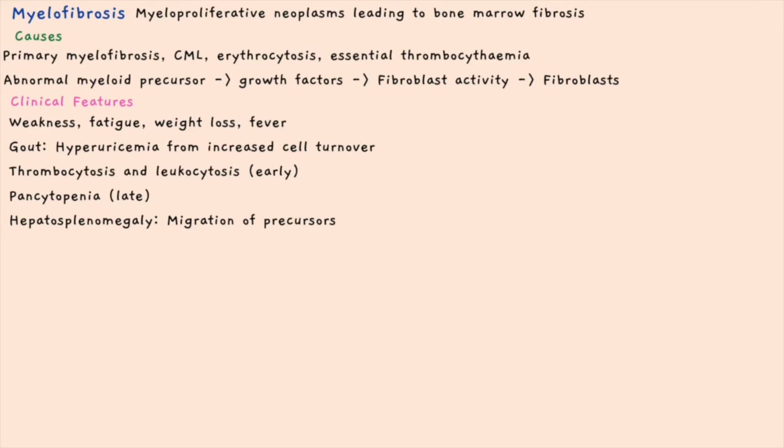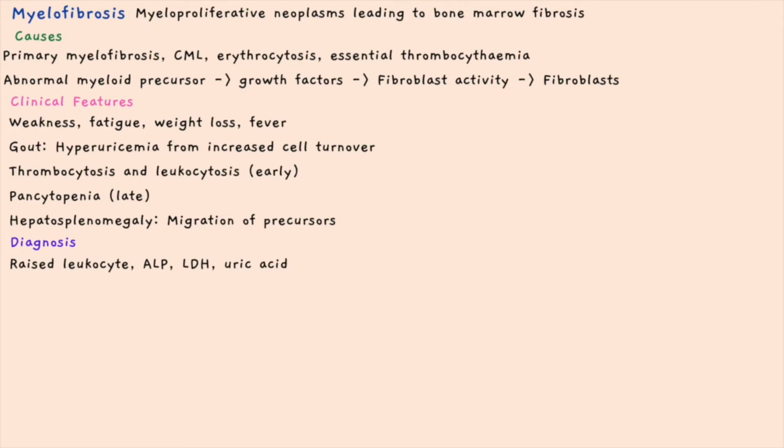In the early stage, you can have thrombocytosis and leukocytosis, where the leukocytes and platelets are initially elevated, and this is early stage as the bone marrow tries to produce more of its cells, but these don't become mature, so they're immature cells. And later stage, the bone marrow is unable to produce these cells, and you get the pancytopenia. On examination, you can have hepatosplenomegaly, and this is due to the increased immature or precursor cells being produced, and they have to go somewhere, so they go to the spleen as well as the liver.